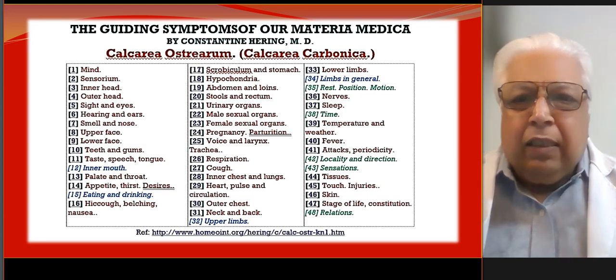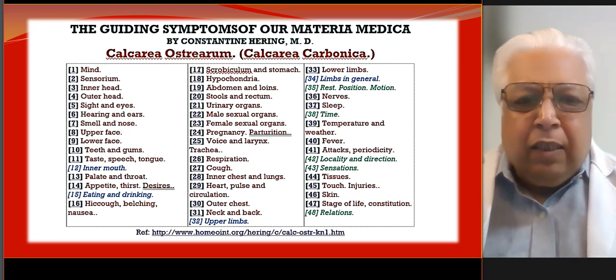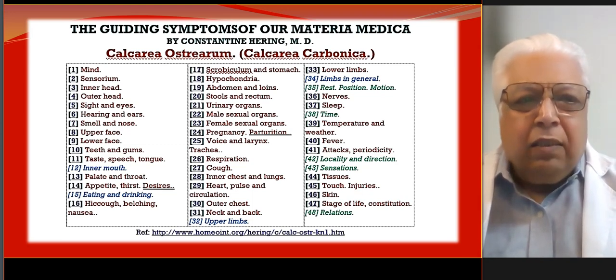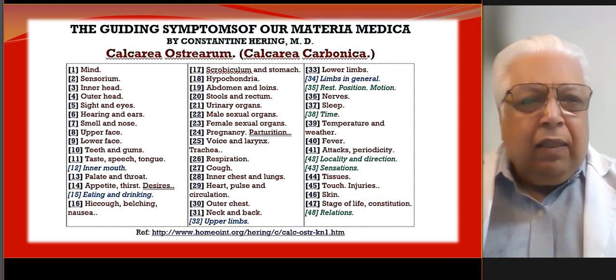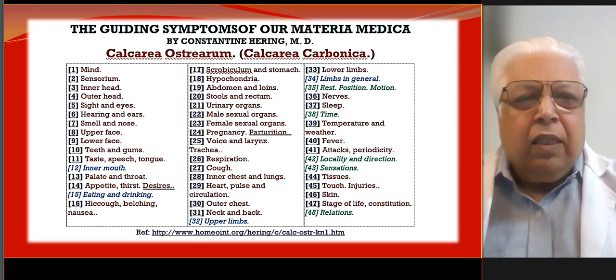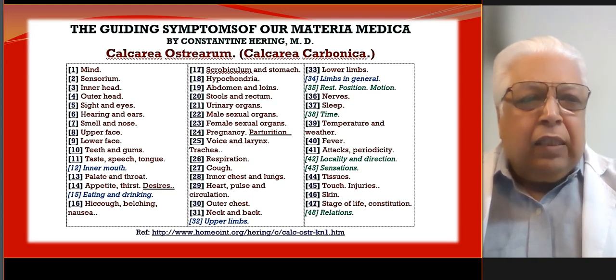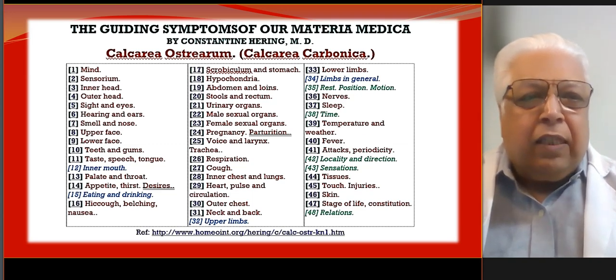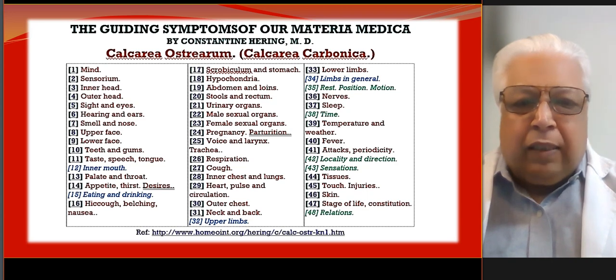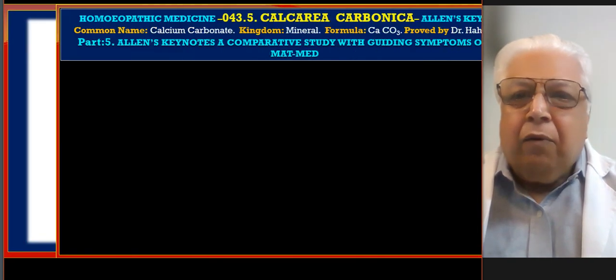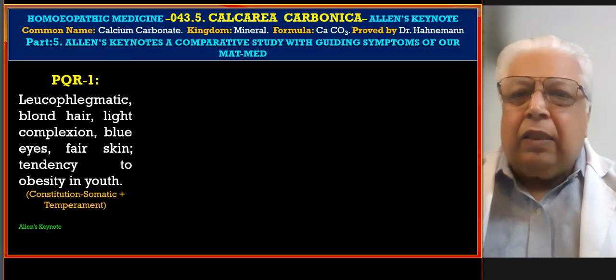Please remember that the whole remedy has been given in 48 sections, and each symptom has been evaluated in terms of its importance into 4 distinct value grades: first grade, second grade, third grade, and fourth grade. Now let us see what happens when we talk about Allen's keynote.